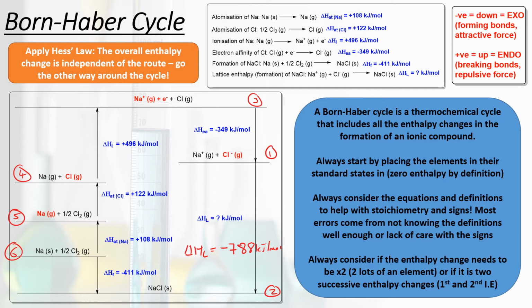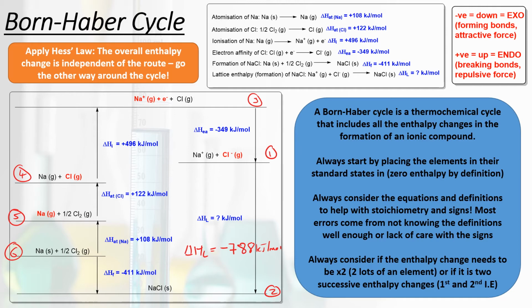Then likewise, going from 3 to 4, I'm going against the arrow, so I would flip it. Going from 4 to 5, I'm going against the arrow, so I would flip the number. 5 to 6, again, I'm going against the arrow, so I would flip the number. And then finally, going from 6 to 2, from the elements in their standard states, that enthalpy change of formation, I'm going with that arrow, and so therefore that would be the sign it's already written as.